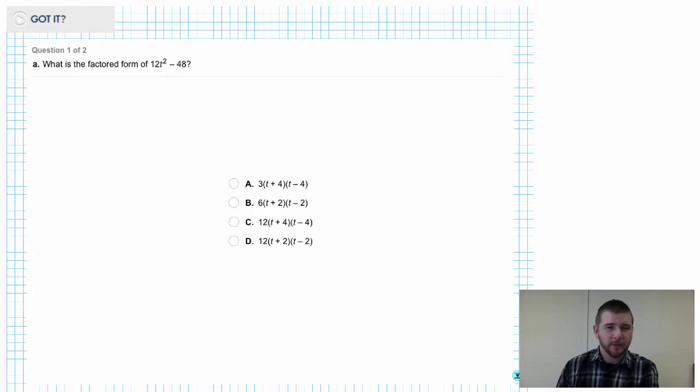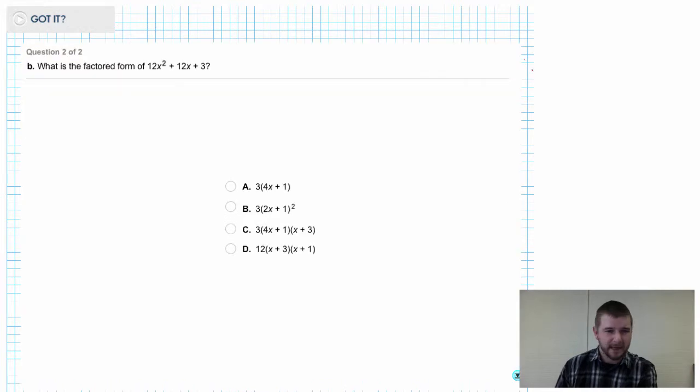And a chance to show that you have got it. Question 1 of 2. What is the factored form of 12t squared minus 48? Work carefully and make your selection from the choices below. And got it, question 2 of 2. What is the factored form of 12x squared plus 12x plus 3? Work carefully, make your selection from the choices below.